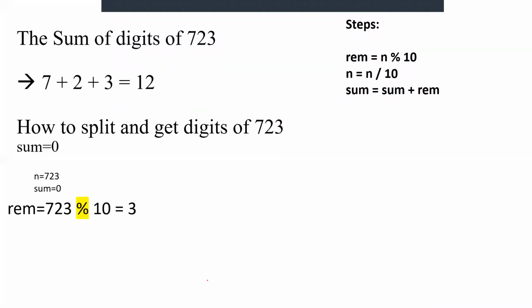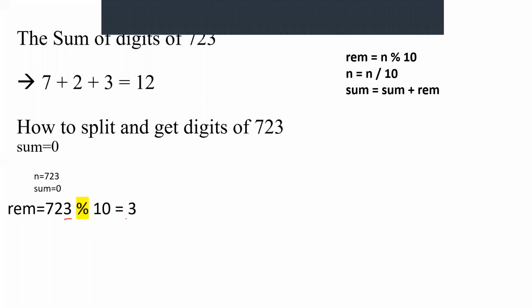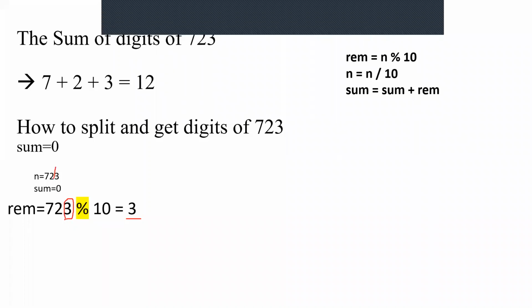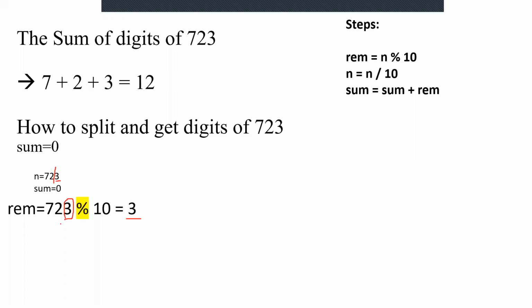Which is the last digit of 723? It is 3, right? So in order to get the last digit, what were you doing? 723 mod 10. If you find the mod with 10, you will get the last digit extracted. I also told you that we can split this number into 2. If you find the mod value, you will get the last digit. And if you find the quotient, you will get the other first 2 digits, right? You separate it into 2.